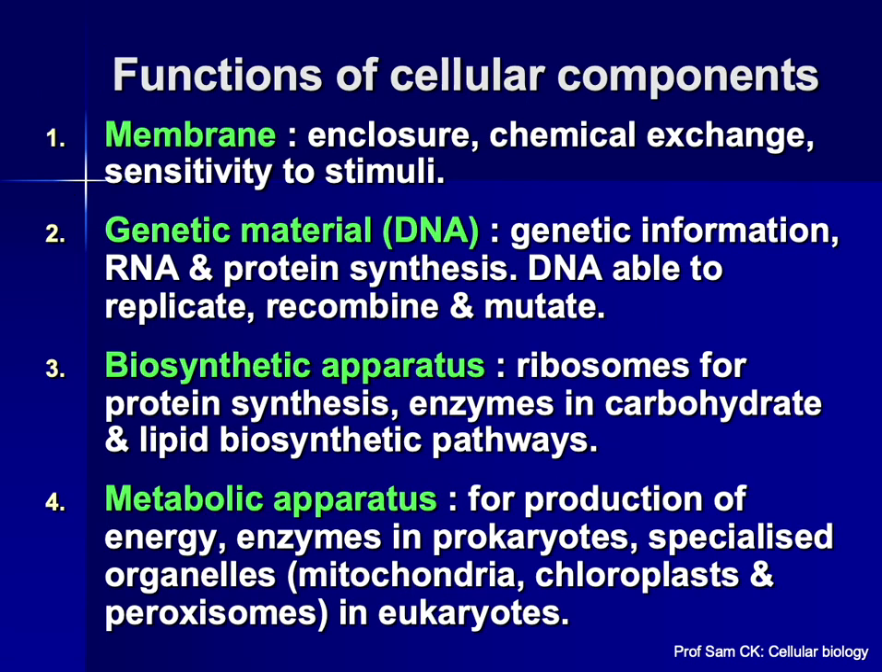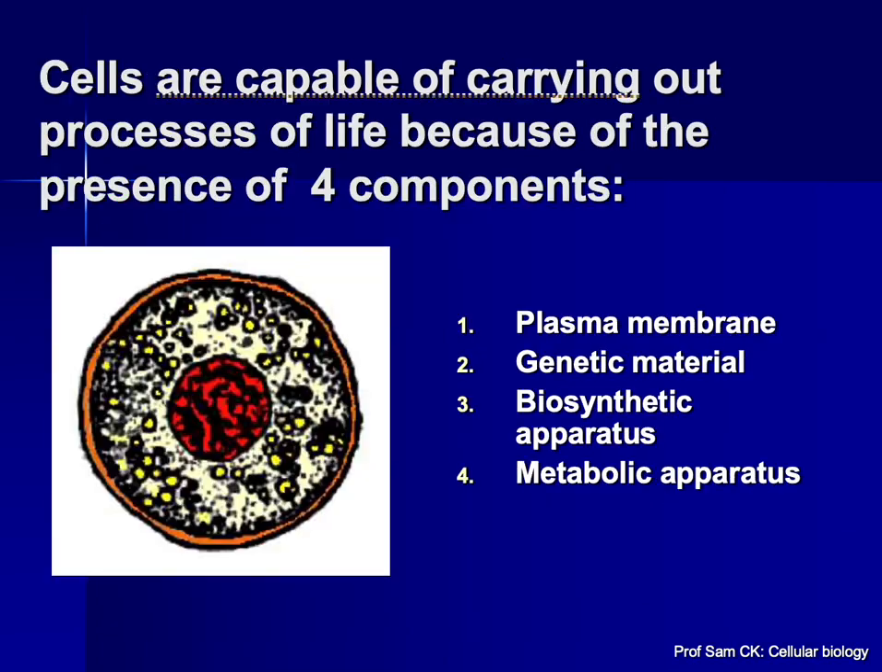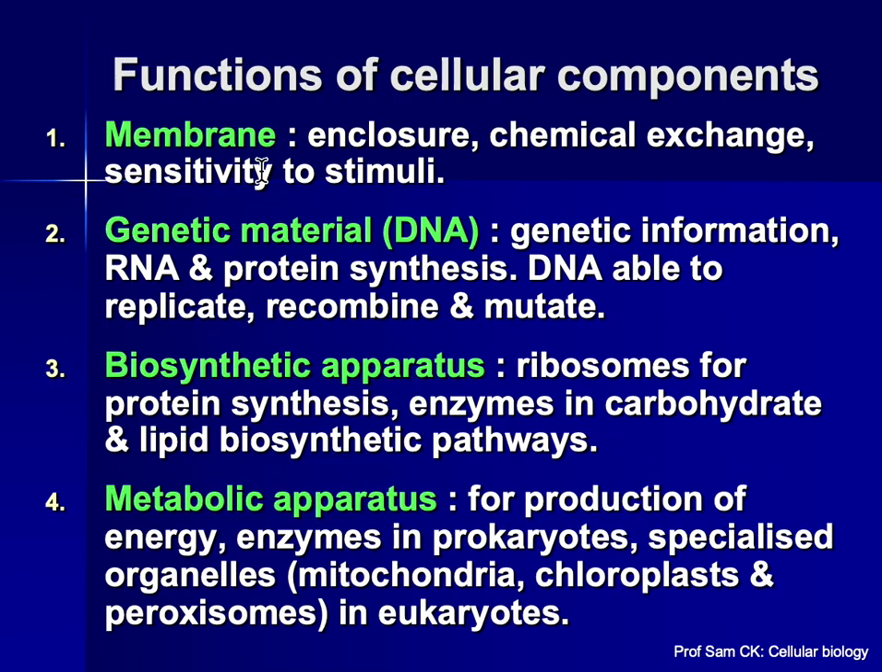Now let's look at the four components that we talked about before. The membrane is a structure that is important for enclosure, chemical exchange, and also is very sensitive to stimuli. The second one is the genetic material, or DNA. It stores the genetic information, and is also important for RNA and protein synthesis. And this DNA is able to replicate, recombine, and also mutate.